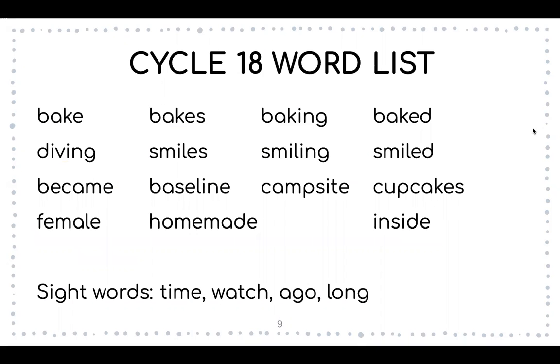On this slide is your Cycle 18 word list. Remember, we're working on suffixes and we have some 2-syllable words. I want you to pause on this and choose your 5 words and copy them down so that you can then write your 5 sentences with those words and make sure that they're spelled correctly.